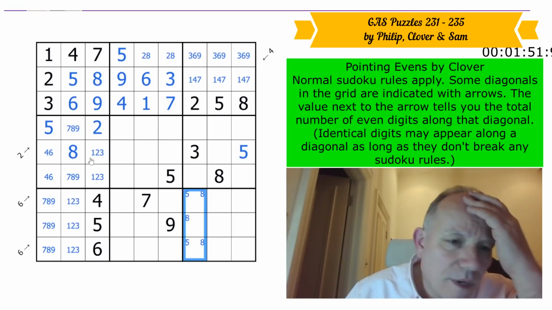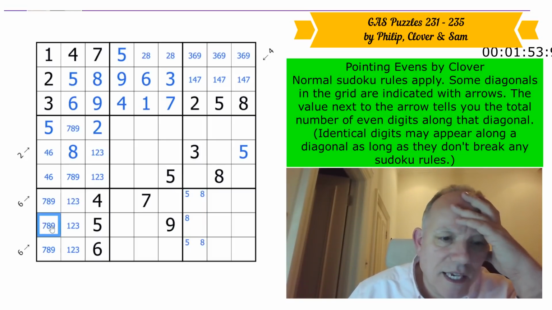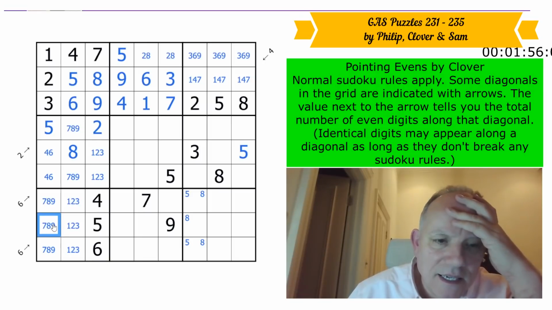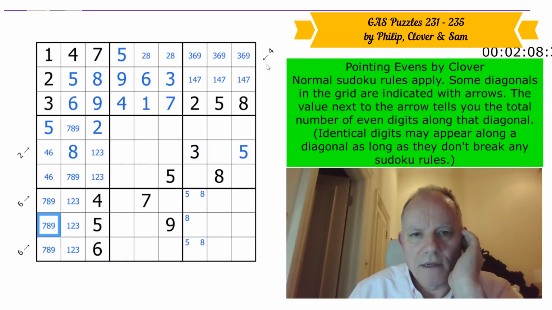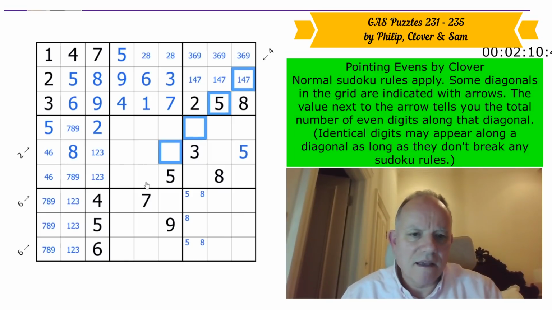I don't know. No, we're going to have to do more of this even hunting. But there are 8 digits along here and 6 of them are even. How do I figure that one out? Are there any that can't be even? I don't think there are yet. 4 down here? I mean, that's not easy to use at all. I don't know how I'm meant to.